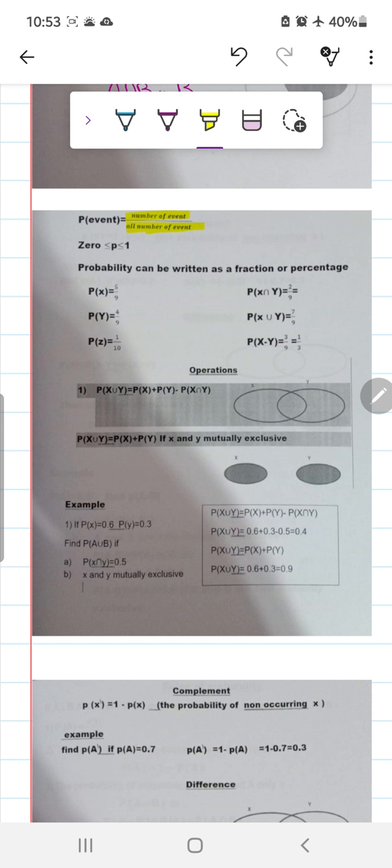Okay, here we have some examples. Probability, it means 6 over 9, maybe 4 over 9, 1 over 10, 2 over 9. Here it will be a fraction, but greater than or equal to 0 and less than or equal to 1.